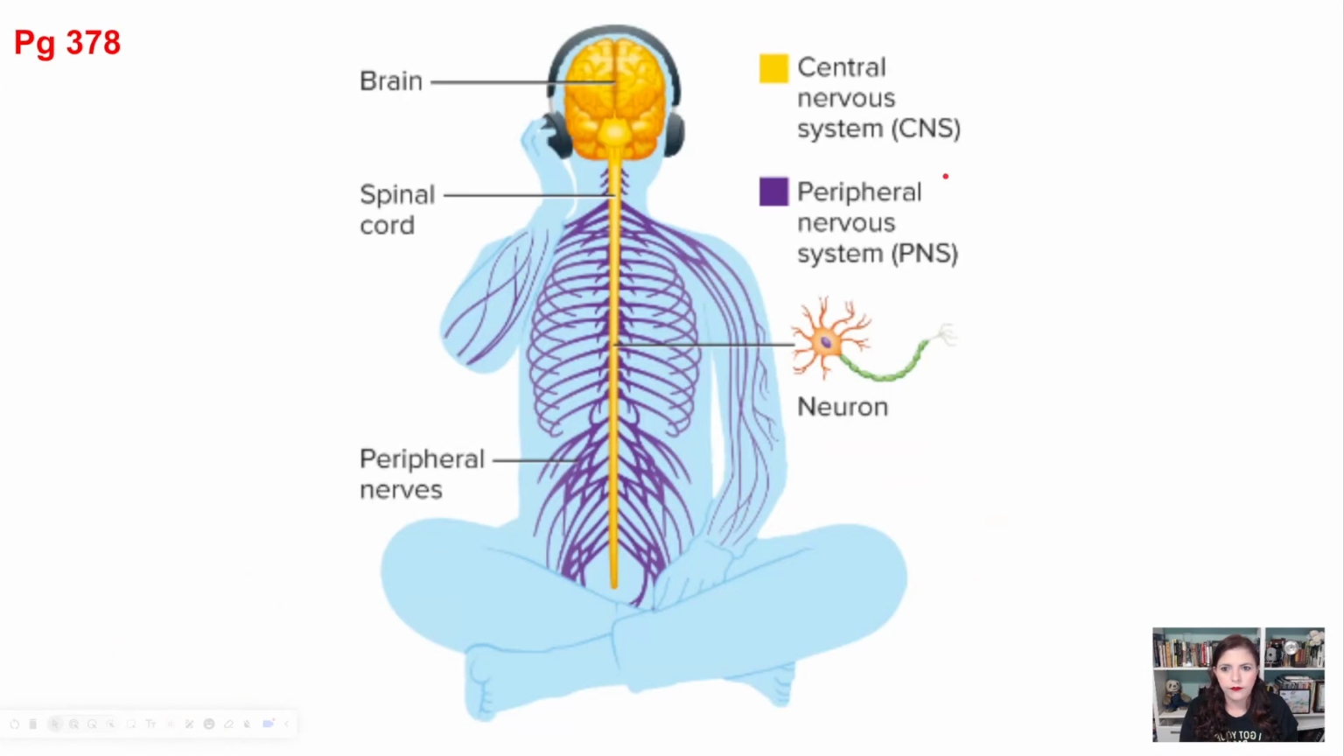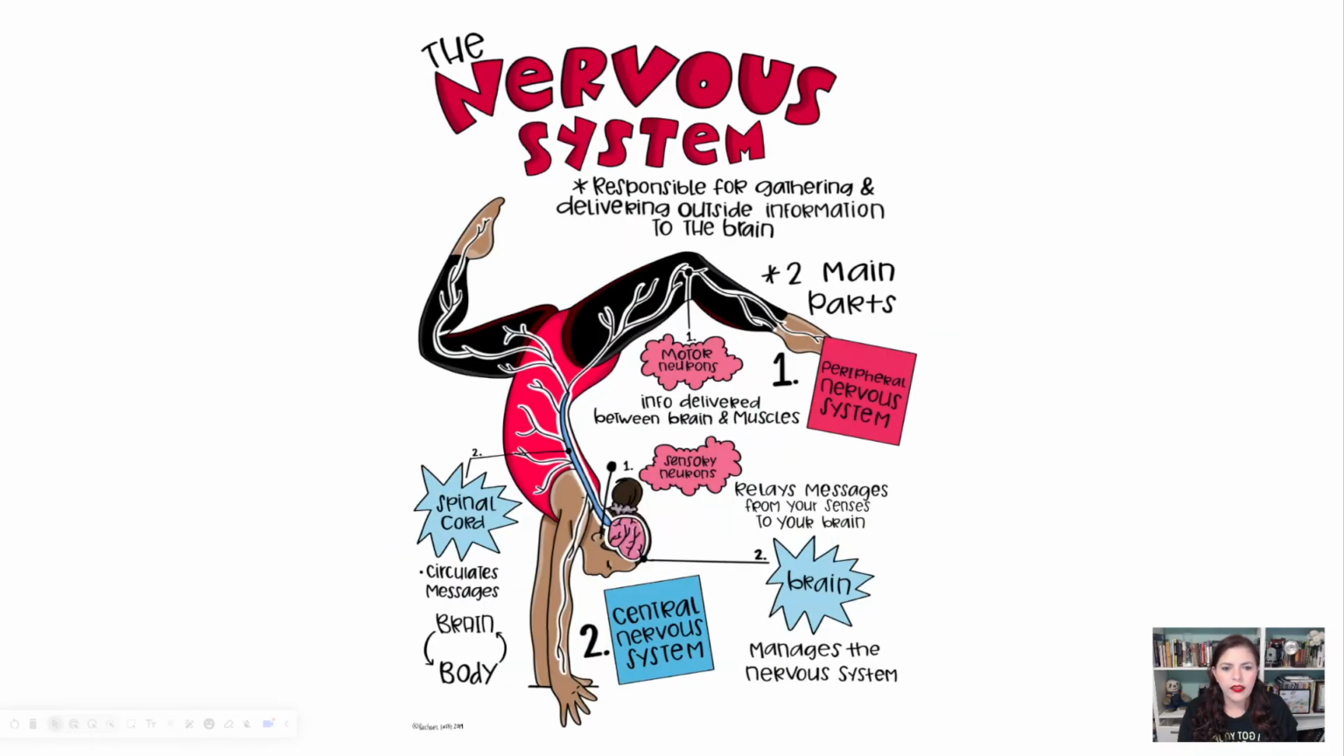Here's the picture from your book. And here's a basic breakdown of the main parts of the nervous system. You have your central nervous system, which is made up of the brain and the spinal cord. And then you have your peripheral nervous system. The word peripheral means outside, okay? So your peripheral nervous system is what's outside the brain and the spinal cord. It's all the nerves and branches that are transmitting these messages.